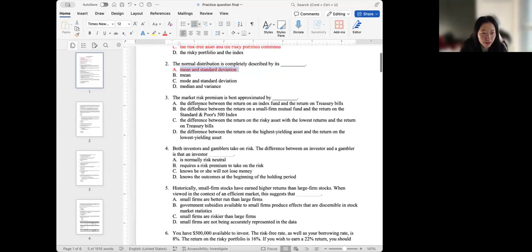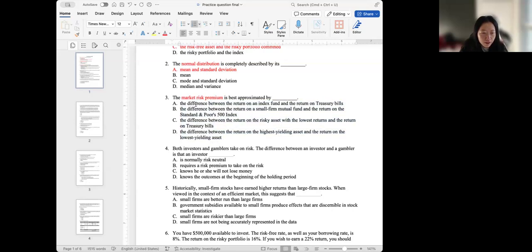And third question, the market risk premium is best approximated by. So the market risk premium is a concept as well. I think the first 3 questions are all asking about concept. So market risk premium is the market risk in excess of the risk-free asset. So we need to just look at and read all of the options to see which one falls into the definition.